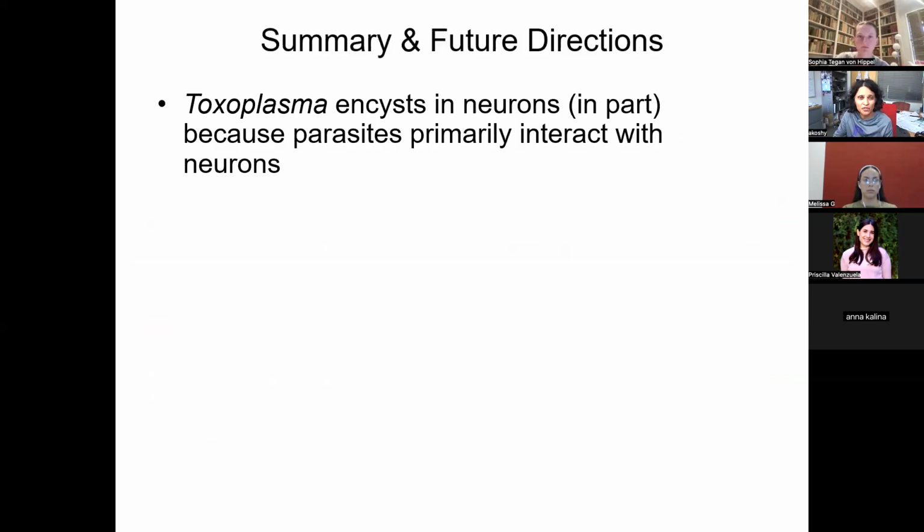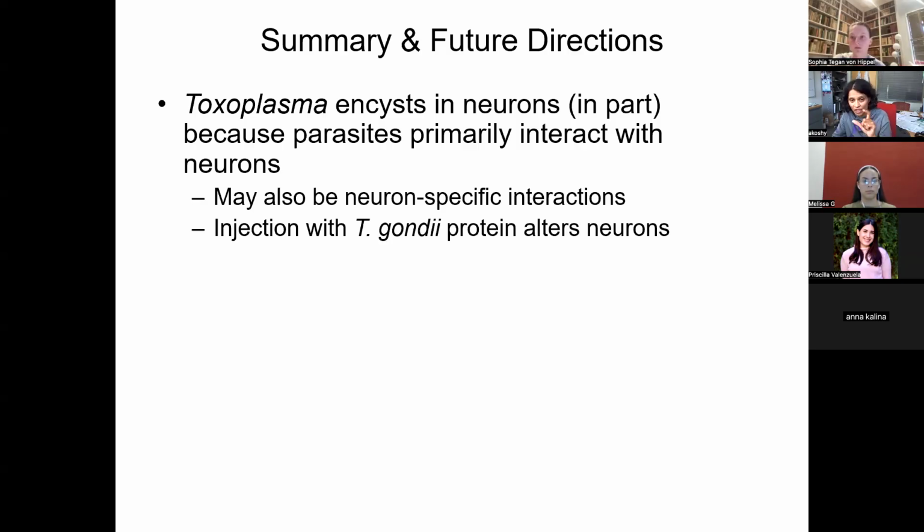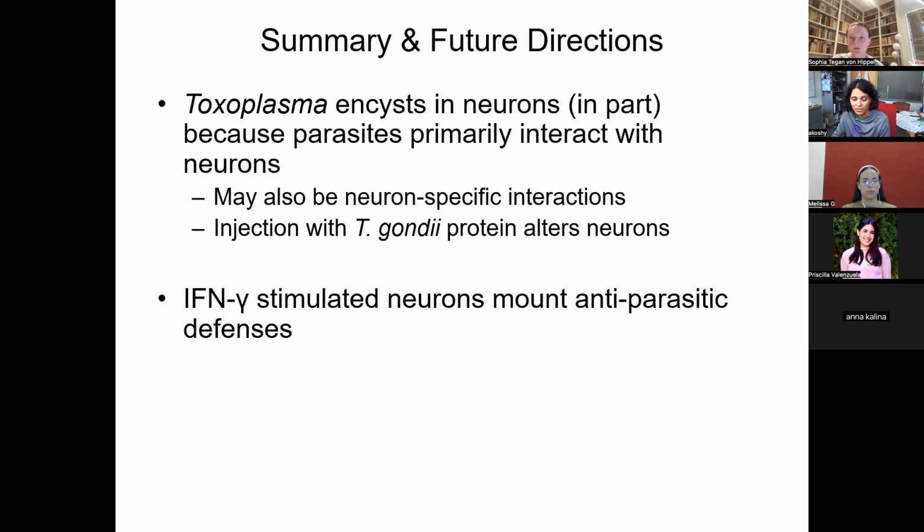Okay, so summary of future directions: Toxoplasma assists in neurons in part because parasites primarily interact with neurons. We've also shown, and we've done slightly more careful studies, that in fact neurons do at least induce encystment. So that's probably part of why they persist, like way better than a fibroblast or other cells. Yep, there may be neuron-specific interactions. So injection with these proteins alters neurons. Interferon gamma stimulated neurons mount antiparasitic defenses.